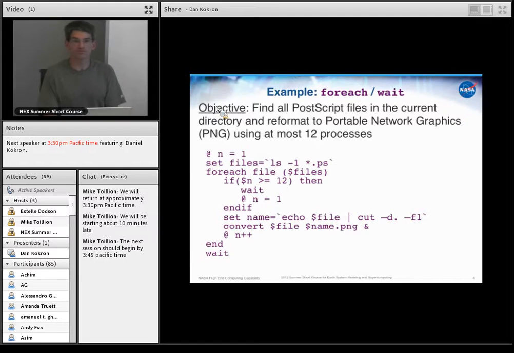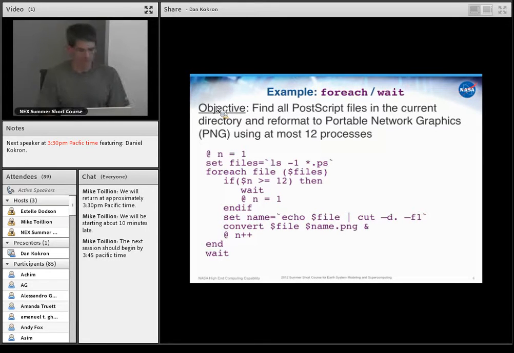First thing we do is check our counter, and if we're at 12 or over, we wait, reset the counter, and then end if, but we're not there yet. The next command is we're creating a placeholder for the new name. Basically this strips off the .ps and saves the base name. Then we use the convert command, which is available if you have the ImageMagick module on Pleiades loaded.